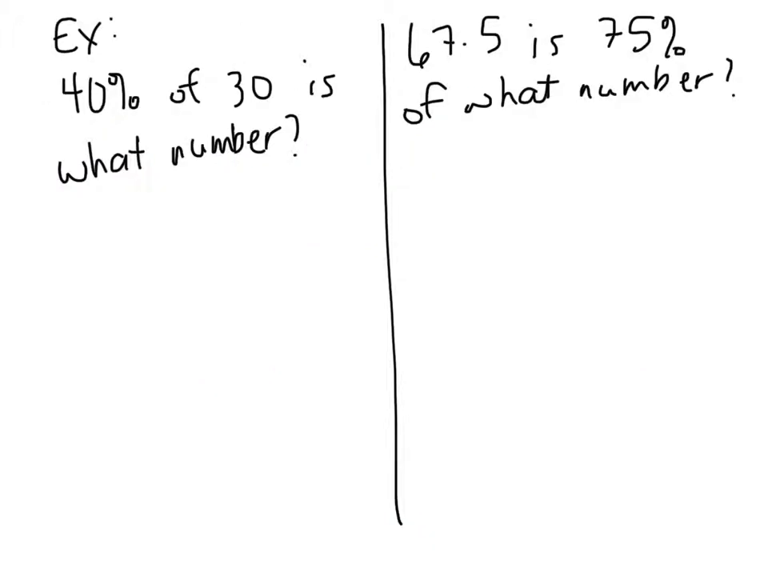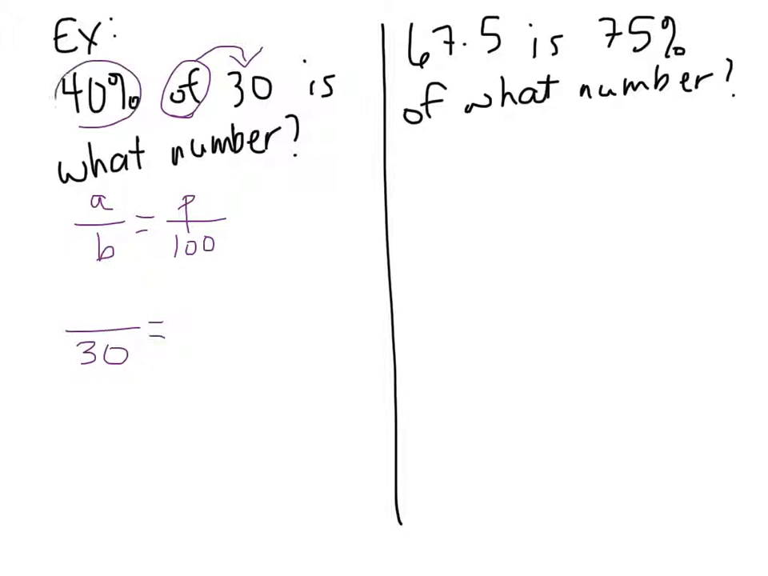Okay, and we'll look at some examples. So let's look at this first example. 40% of 30 is what number? So again, I'm going to use A over B equals P over 100. So I'm going to look for that word of. Here it is. The number that follows it is 30. So that means that 30 is the whole. It goes under the fraction as the B. And then the percentage is right here, 40% over 100. And then what number? That's going to be the A. That's the part that I'm looking for.